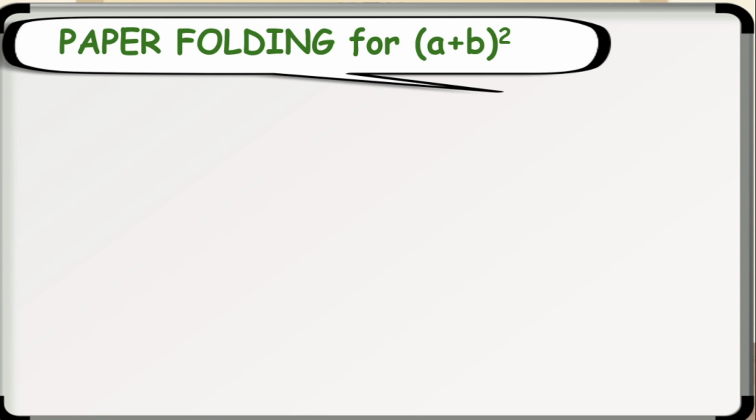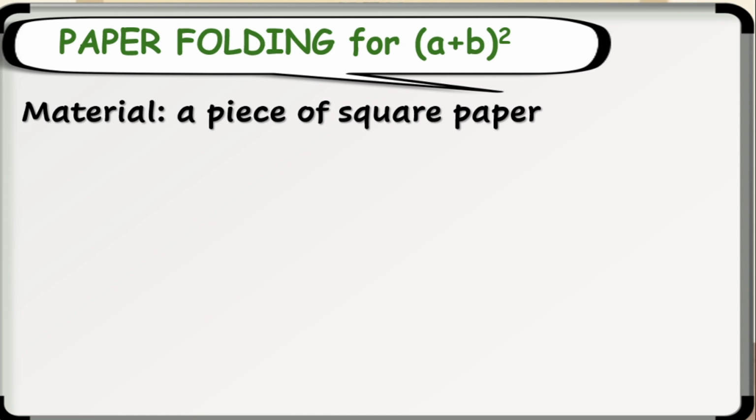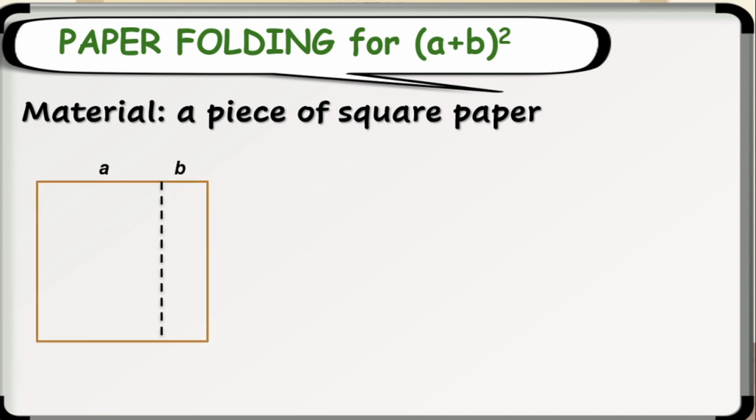But before anything else, let's have an activity entitled Paper Folding for the quantity of a plus b raised to 2. The only material that we need in this activity is a piece of square paper. Step 1. Fold the paper to form a vertical crease parallel to the edge. Label the longer dimension letter A and the shorter dimension letter B. Let the intersection of the crease and the edge be point C. Here's the representation of step 1.